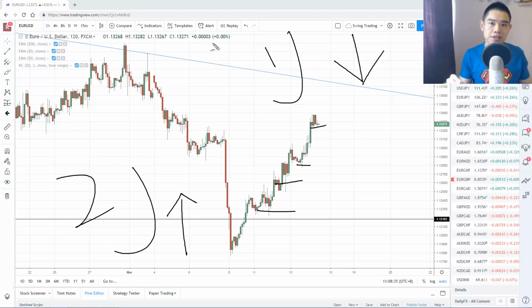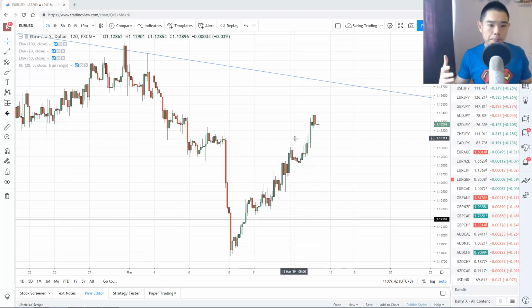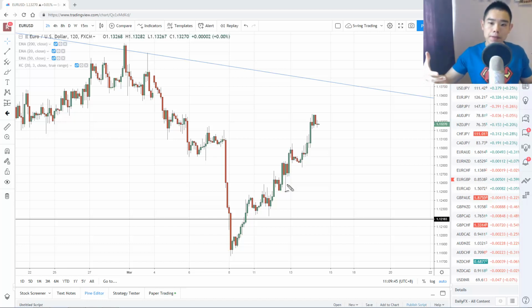So now the question is, when is the right time? When do you know the lower time frame is aligned with the higher time frame trend? Here's what I do. Let me share with you. As you can see, the 2-hour time frame right now is still in an uptrend. So when do you know an uptrend is coming to an end? When do you know that the sellers are coming in to push the price lower?